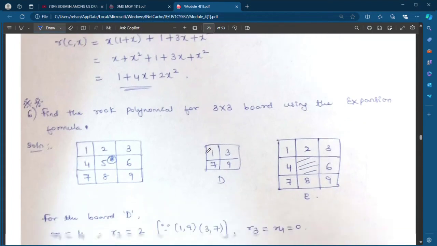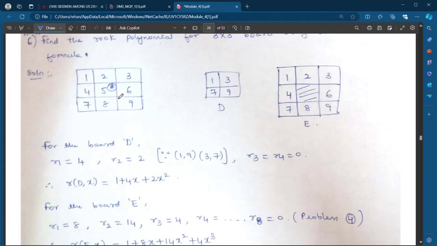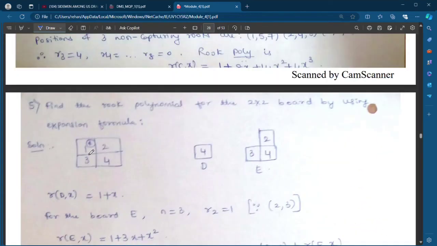R(D, x) = 1 + x. See, this thing I don't know, I'll say frankly. Find the polynomial. So this thing I'll explain to you. So 5 they have taken out, right? So if 5 is gone, then the remaining is 1, 7.